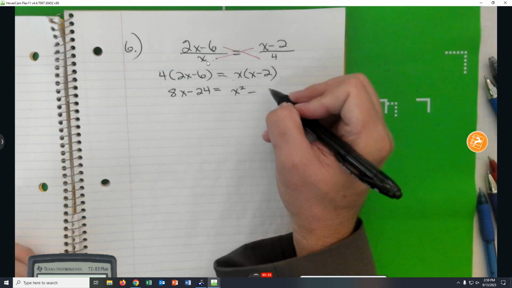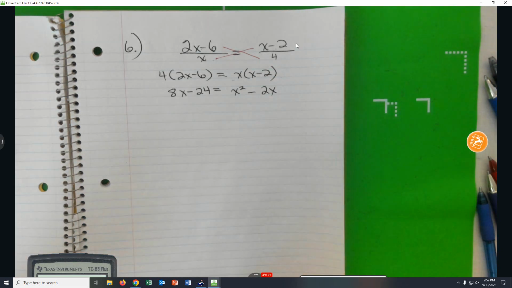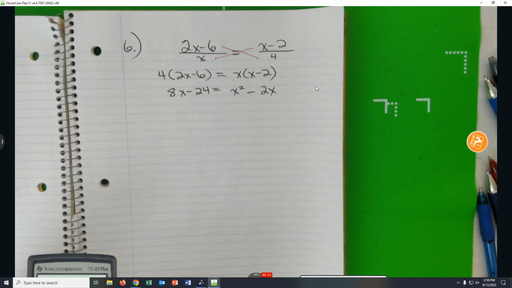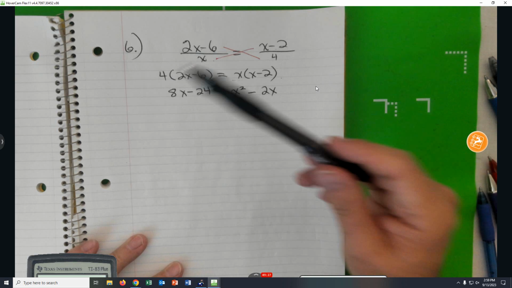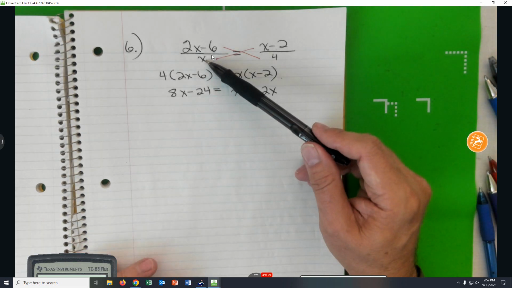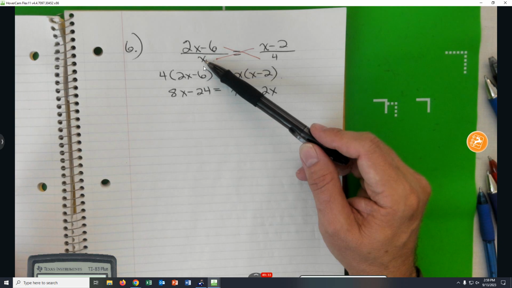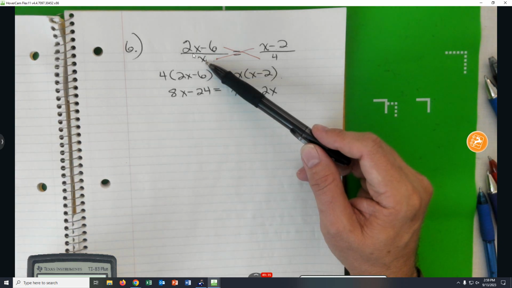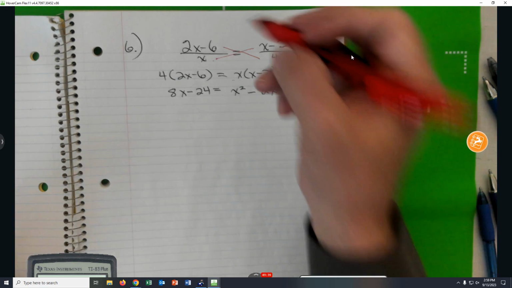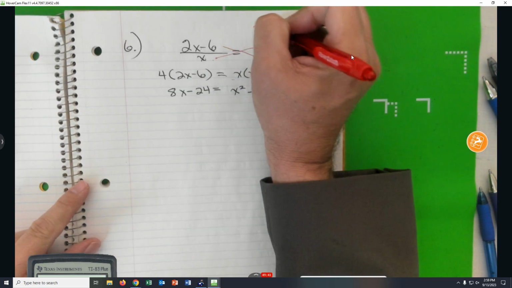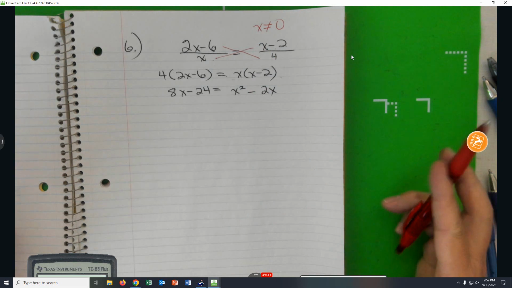Minus, I agree. Oh, and I should have asked y'all before we went on, this denominator will never be 0. What's the only number you could plug in for x here that would give you a denominator of 0? It should be obvious. 0. Yeah. So, as long as we don't get 0, everything's fine. Let's make a note. x cannot equal 0.